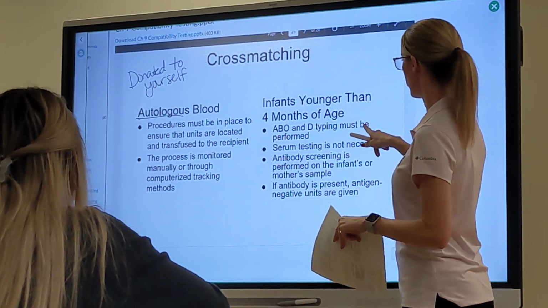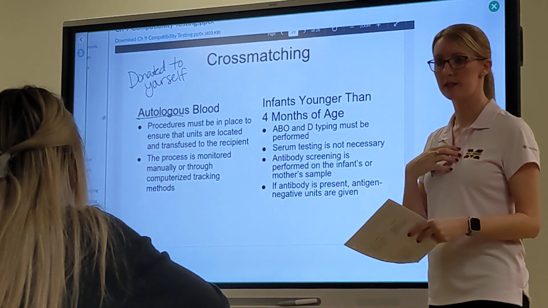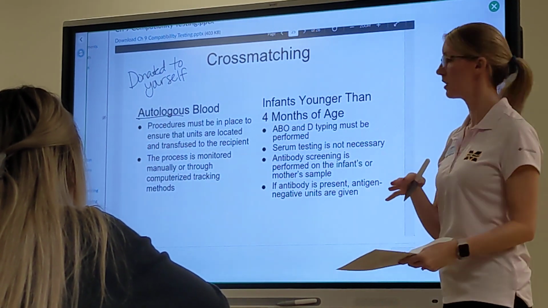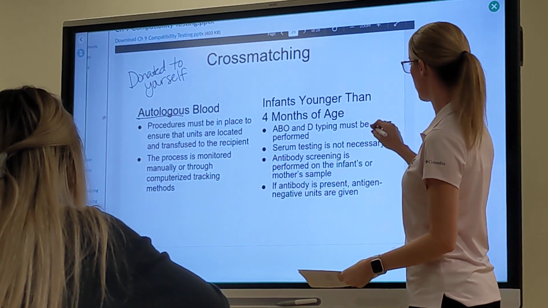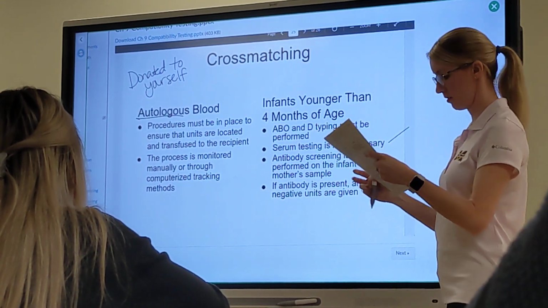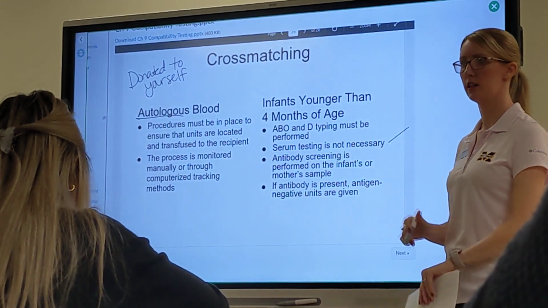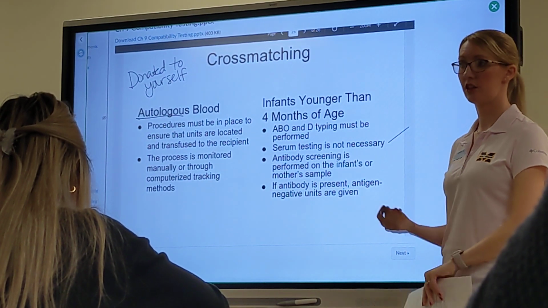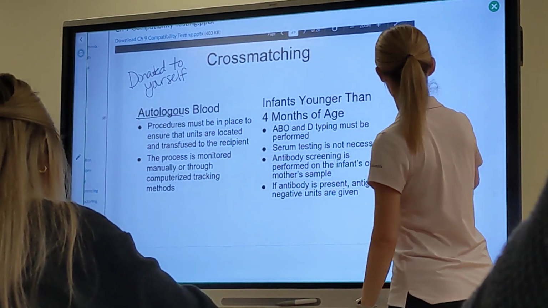So infants younger than 4 months, we didn't transfuse babies, maybe y'all will get to see it. ABO and D-typing must be performed, they don't have to do the serum typing. So why do you think? They don't have antibodies. They don't have their own antibodies yet.